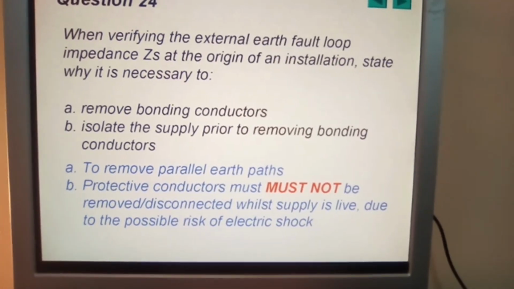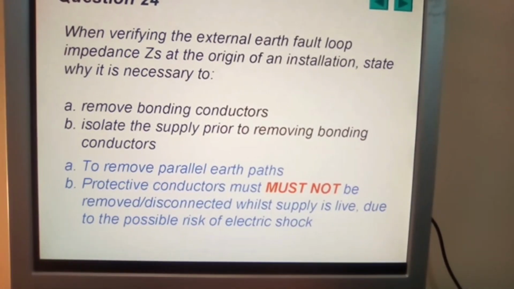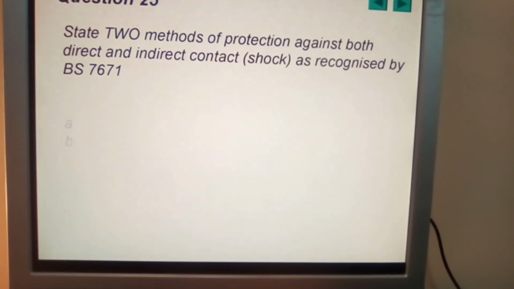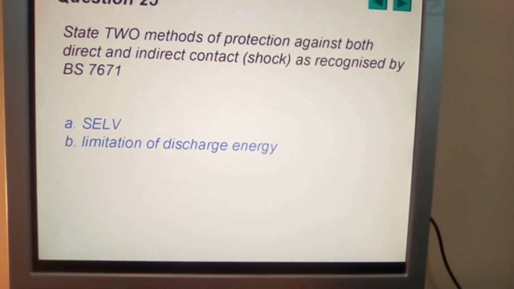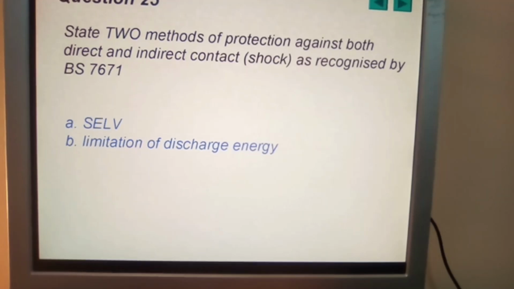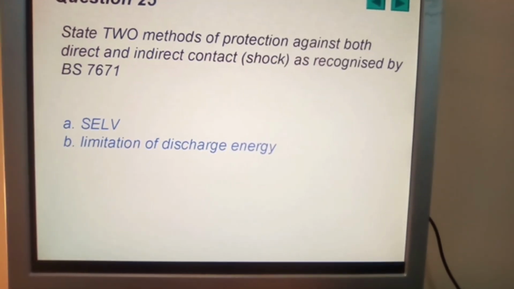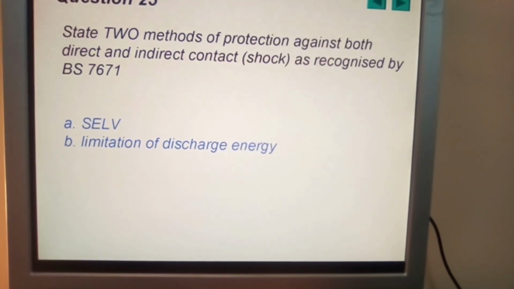Now, I'm not going to read through every question for you. These are for you to read yourselves, okay? And make sure that you're reading the current edition of BS 7671. It's going to be the 17th or 18th edition now. Quite possibly be the 19th with amendments.